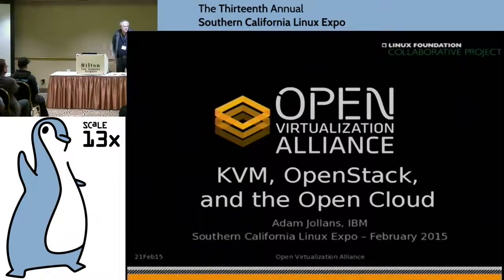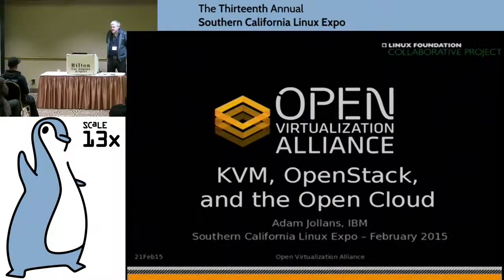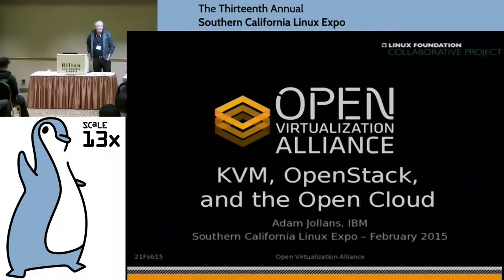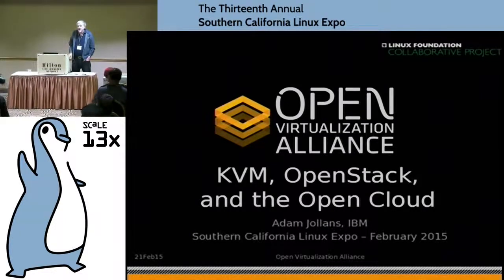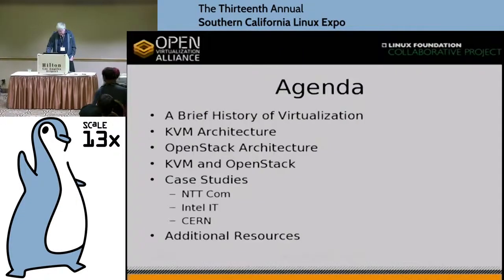What I'm going to be talking about today is really the intersection between KVM as a virtualization technology and OpenStack as a massively scalable infrastructure as a service cloud software suite. To put this in context, KVM is supported by an industry alliance called the Open Virtualization Alliance, which is a collaborative project of the Linux Foundation, which I'm sure you are all familiar with. And obviously OpenStack has its own parallel foundation in that space.